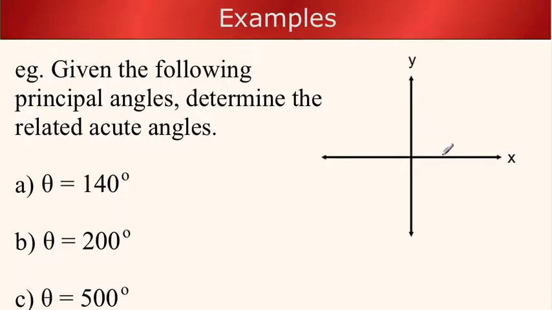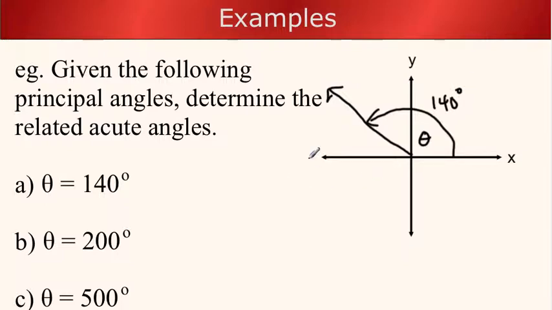Okay, so 140 degrees is bigger than 90, so we're measuring an angle that goes past 90. It's in here somewhere, because if we went all the way around, it'd be 180 degrees, and we're not that far. So there's my terminal arm. This is my theta. It's my principal angle. It's 140 degrees.